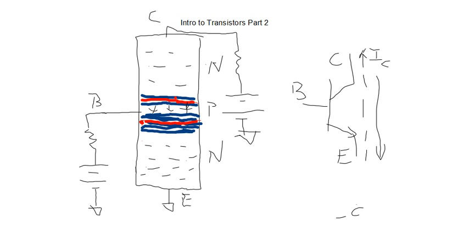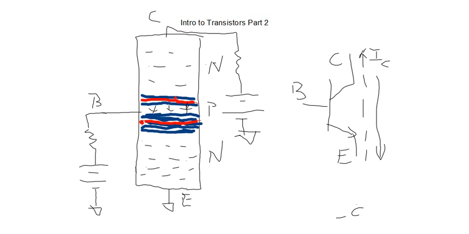Now notice a couple of things. First of all, the P region is much thinner than the N regions. The N region corresponds to the collector and the P region corresponds to the base. That's these regions here. This is the collector. This is the base. This is the emitter.